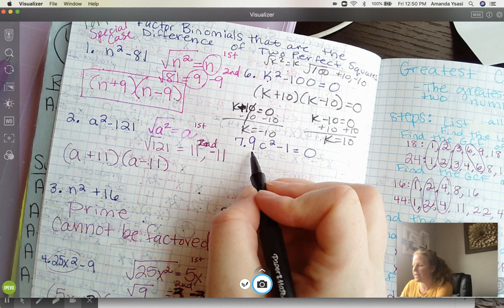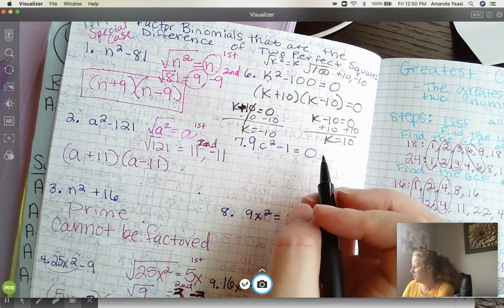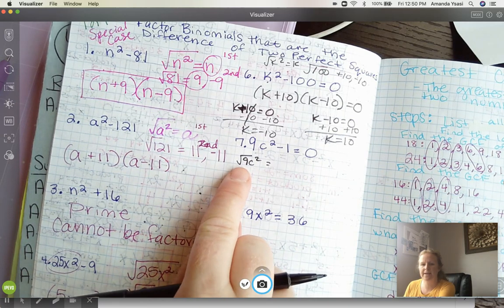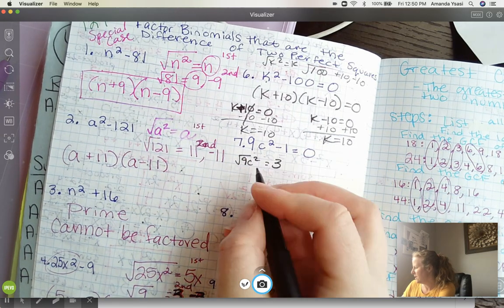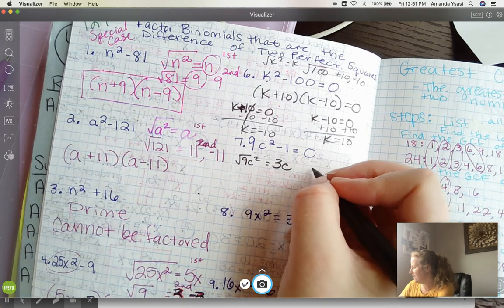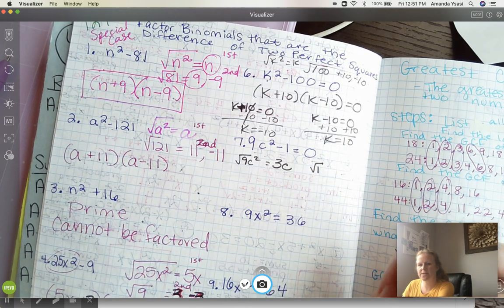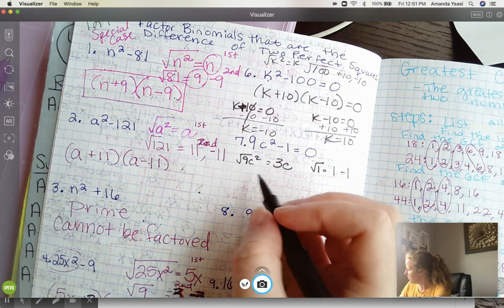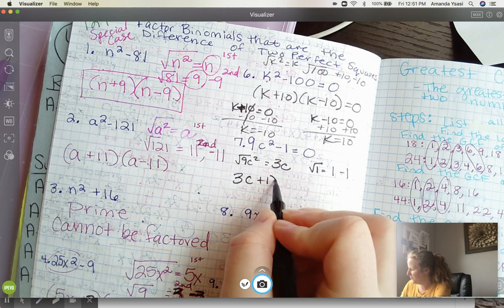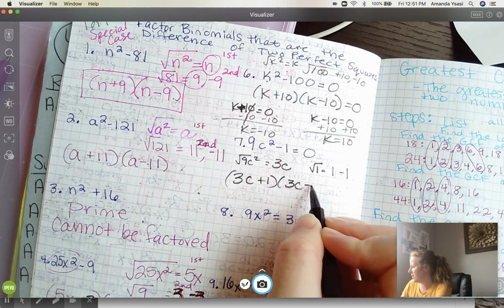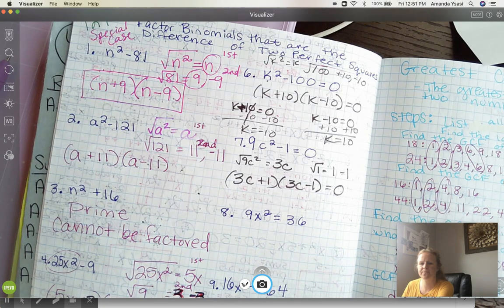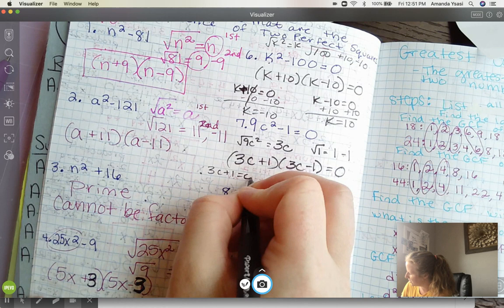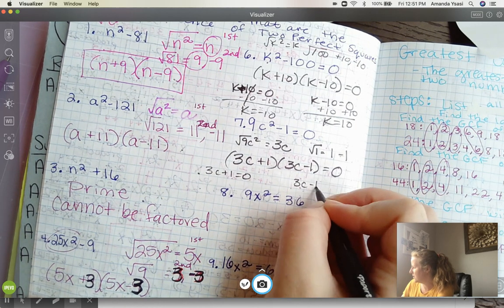The next one, 9c squared minus 1. So if I take the square root of 9c squared, the square root of 9 is 3. c squared will get c. And then 1. What times itself gets 1? Well, it's 1. So 1 and -1. So this means it's 3c plus 1 and 3c minus 1 equals 0. So then you solve each one of them. So 3c plus 1 equals 0 and 3c minus 1 equals 0.